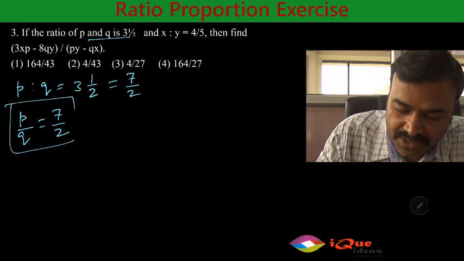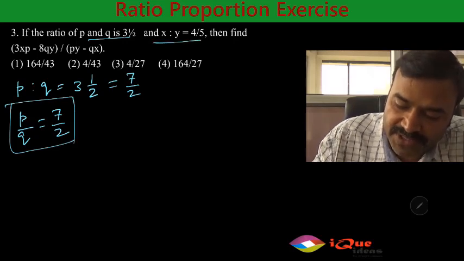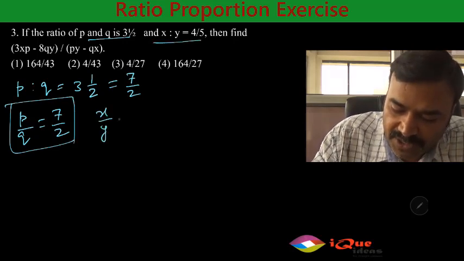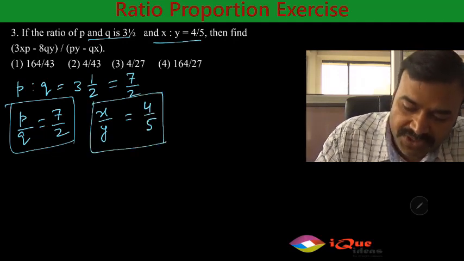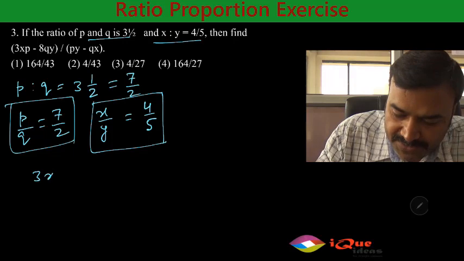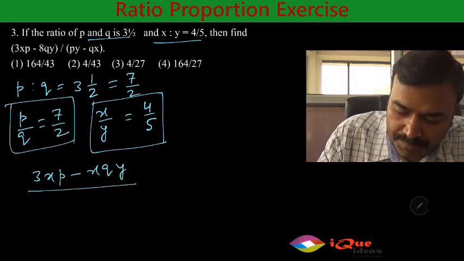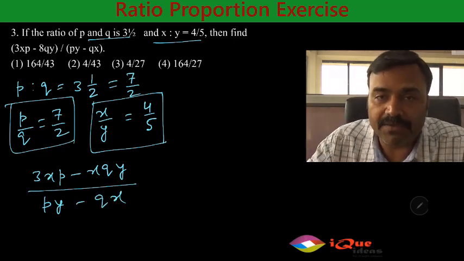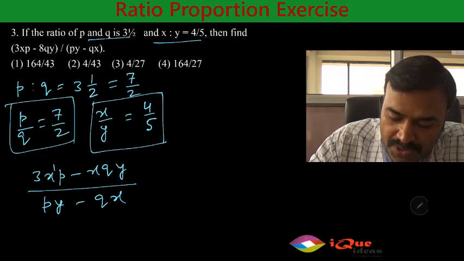That is one thing. Then the second thing is x is to y is 4 by 5. So x by y is equal to 4 by 5. This is what it says. Now, what is the question saying? The question is saying 3xp minus 8qy upon py minus qx. The only thing that we need to check is that the power should be the same. Here the power is 2 in each term.